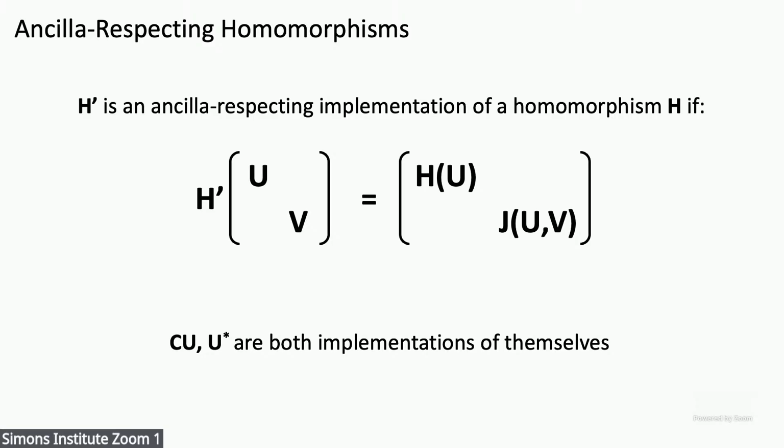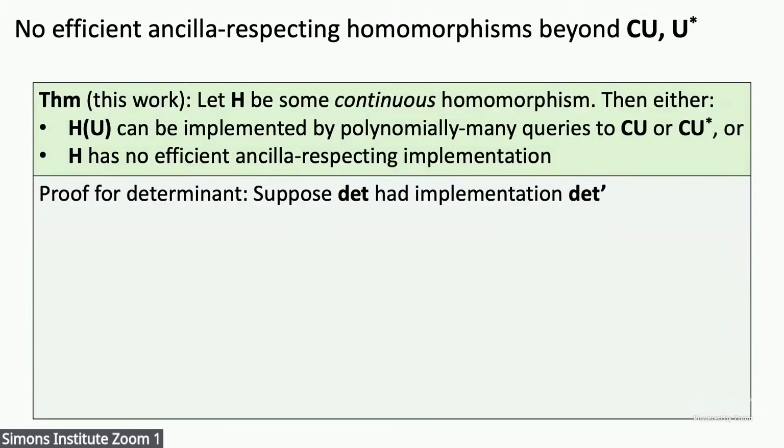And now the question is, can we do determinants? And the short answer is no. So let H be some continuous homomorphism. Then either we can implement H by polynomially many queries to controlled U or controlled U star, or there's no efficient ancilla respecting implementation. Any ancilla respecting implementation will necessarily be inefficient. Okay? And so this really says that all I have to care about is controlled U and controlled U star, or making polynomially many queries to them.